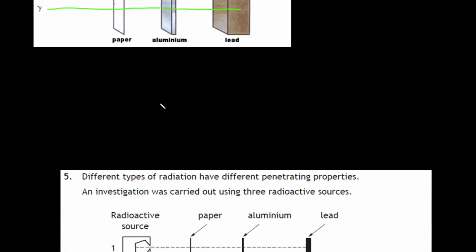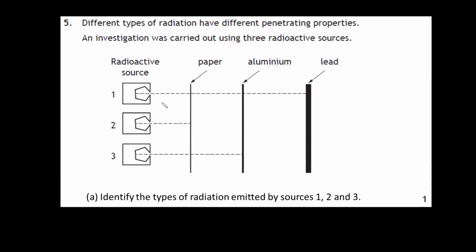And if we look at this little past paper question, here's a question just based on it, where you've got some information, some radioactive sources, and they're being fired at these different materials. Quite simply, you have to identify the type of radiation from each source. So the first source is going through paper, it's going through aluminium, and is being stopped by some lead. Well, this must be our gamma radiation. That has the best penetrative powers.